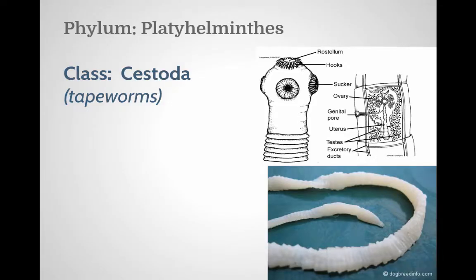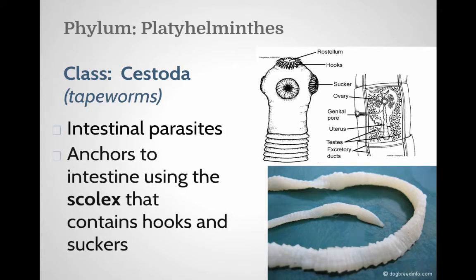And finally, we're now to the class Cestoda. The class Cestoda are the tapeworms. They're intestinal parasites that anchor to the intestine using a scolex, or this region up here, that allows them to stay in the intestines for long periods of time and attain great lengths.